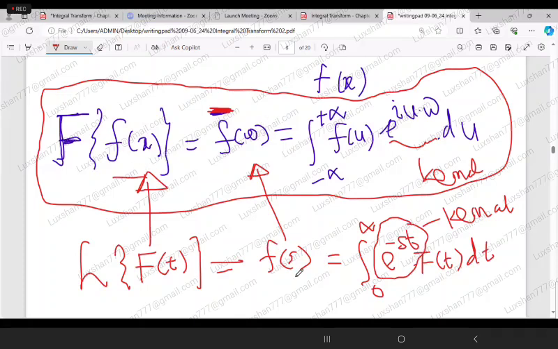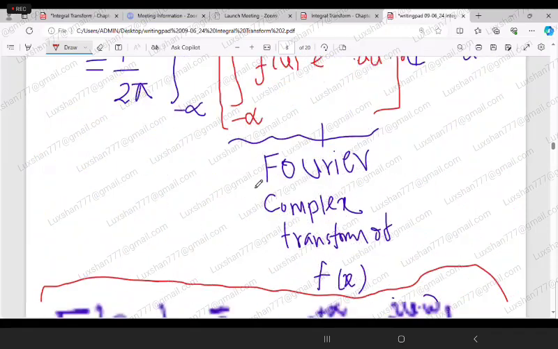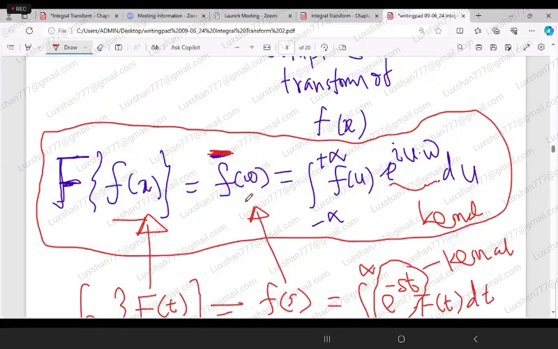So here we are getting the Laplace transform in s. Here we are getting the Fourier transform in omega. So that is the definition. Do you understand this definition, students? Hello, do you understand this definition?